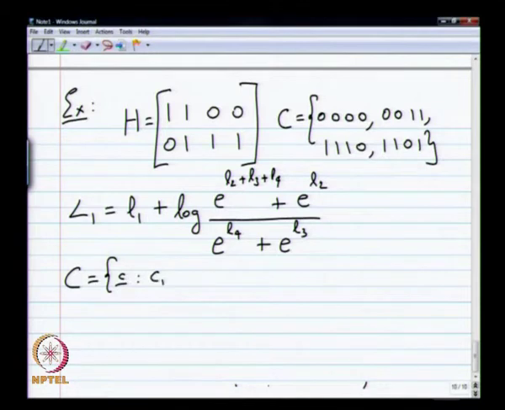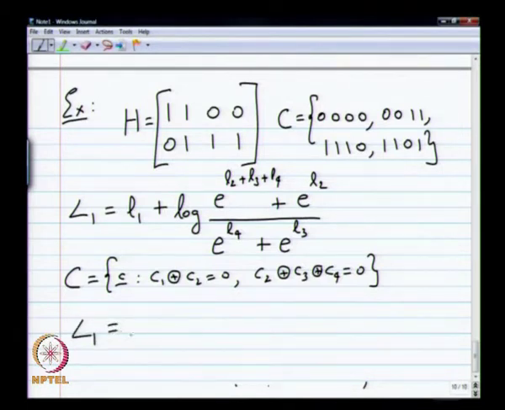It's not getting carried away. It's very true. C1 XOR C2 is 0, and then C2 XOR C3 XOR C4 is 0. And if you want to do capital L1, you're going to say small l1 plus small l2 and kind of stop there, and clearly this is not true. What did we miss?